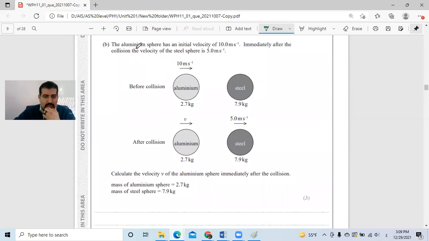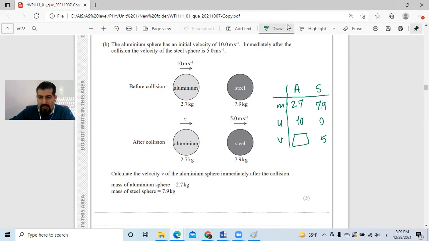The aluminum sphere has an initial velocity of 10 meters per second. So we have aluminum, we have steel, and we are going to write their masses, their initial speed, and their final speed. The mass here is given as 2.7, and the initial speed is 10. It moves to a stationary steel ball that has a mass of 7.9. Immediately after collision, the velocity of the steel ball is 5. Now calculate the velocity v of the aluminum sphere after the collision. They ask about this velocity here, how we can find it out.